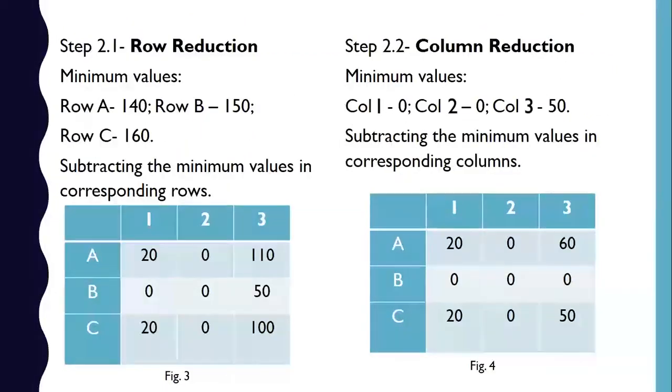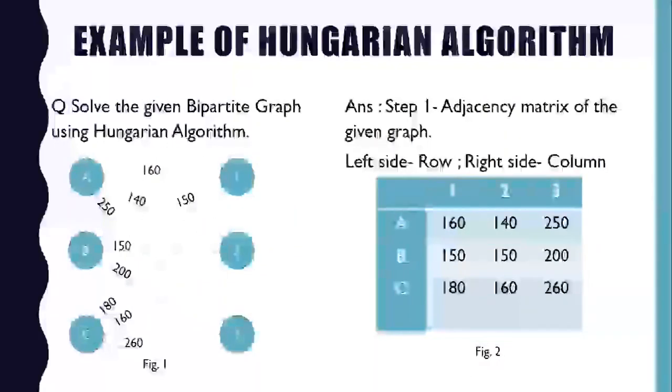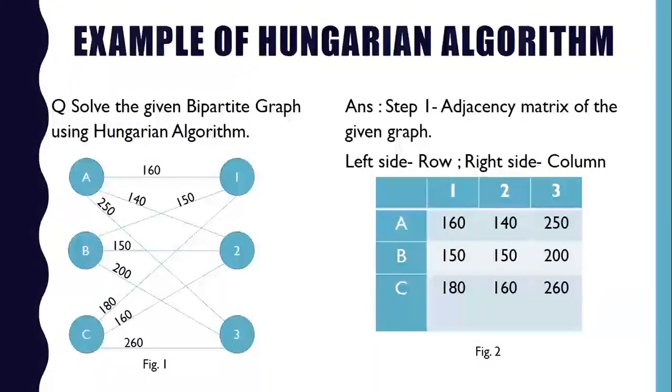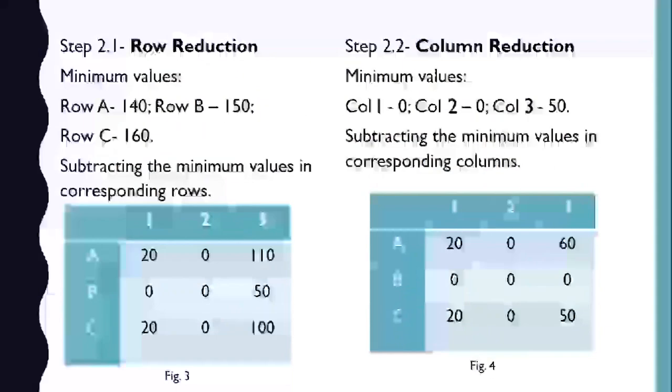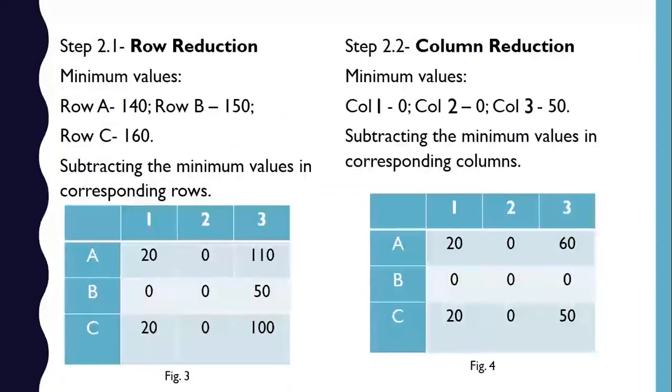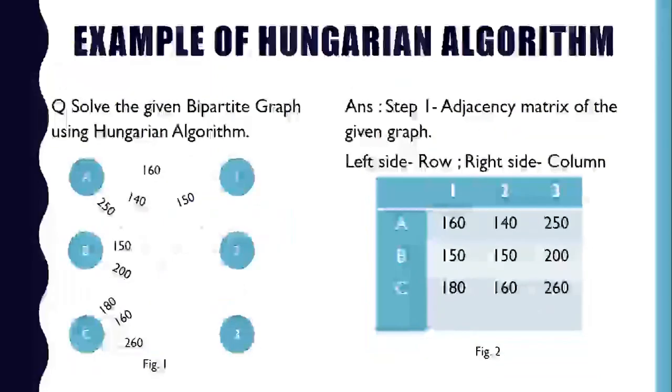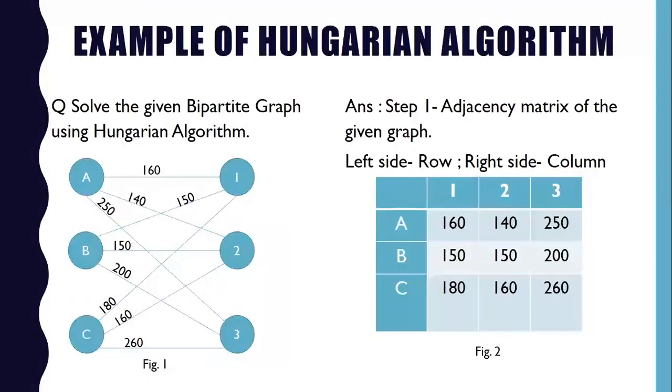After making this matrix, we move on to step 2.1, which is performing row reduction. The first step is to find the minimum values. Referring to the matrix made from the graph, we can see that in row A, the minimum value is 140. Similarly, in row B, the minimum value is 150 and in row C it is 160, as referring to figure 2, the matrix that we have made.